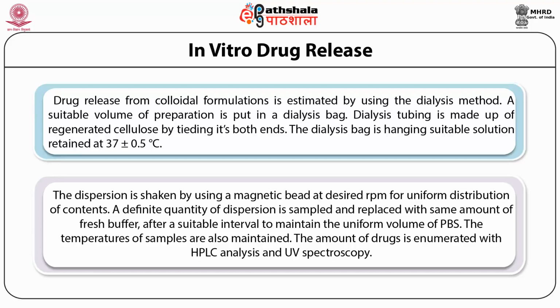A known quantity of the dispersion is sampled and replaced with the same amount of fresh buffer or medium after a suitable interval, to maintain the uniform volume of the phosphate buffer system. The temperature of the samples is also maintained. The amount of drug is estimated by using techniques like HPLC or UV spectroscopy.